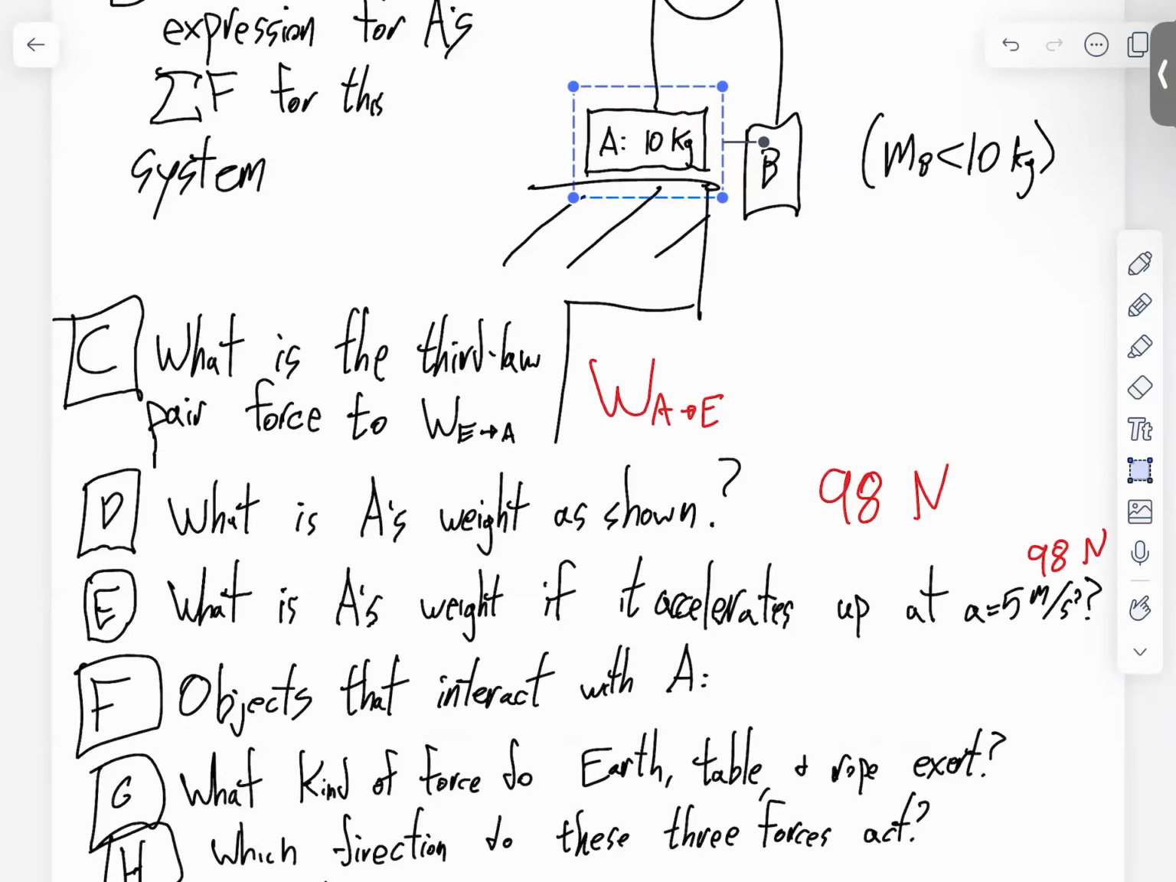Wait, how did you list 4 things? There are 3 objects. They exert 3 forces. Check yourself.